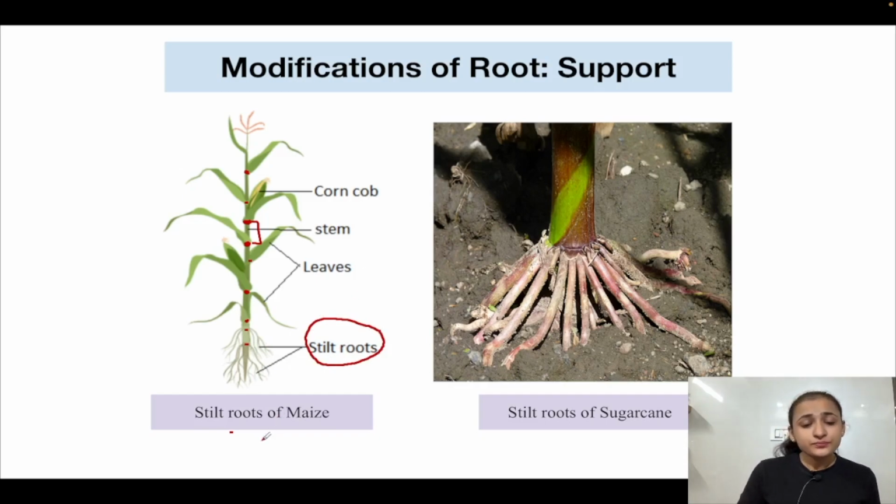Okay. So one of these examples of stilt roots is seen in maize, and the other example here, you can see these are also stilt roots arising from the lower nodes of the stem in sugarcane plant. So maize and sugarcane are examples of plants which have modification of roots in the form of stilt roots. All right. And both of these are also adventitious root modifications because they are not arising from the radicle or the main root system of the plant.